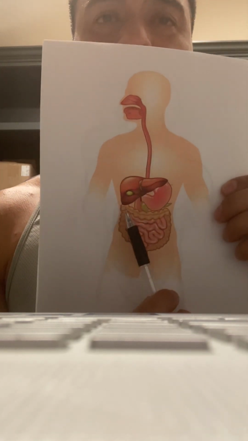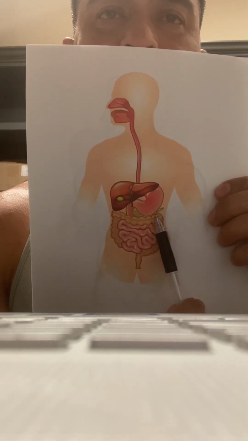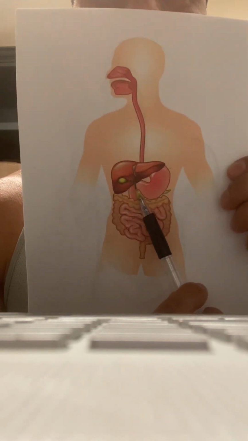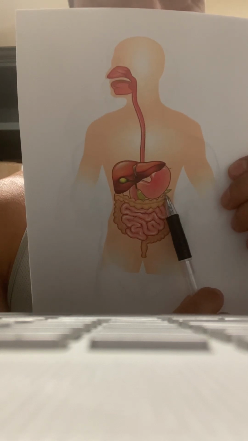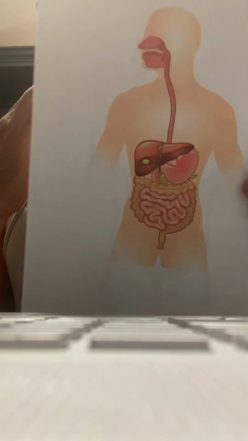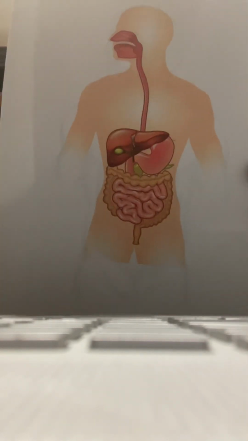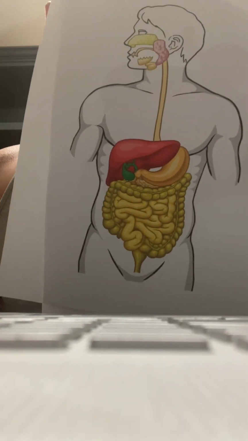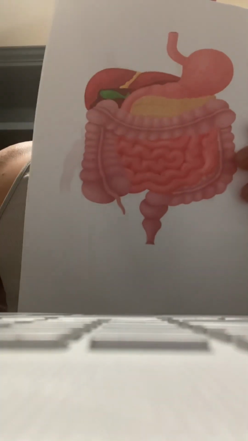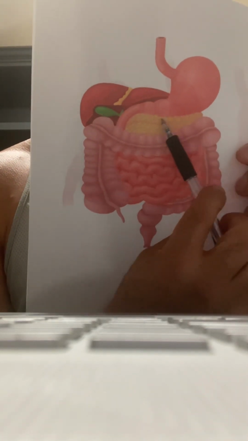And also we find the pancreas, which is right here under the stomach. Maybe I can give a closer look. Maybe I can find a different picture. Let me find one now. Give me one minute. Here it is. This is the pancreas, right over here.